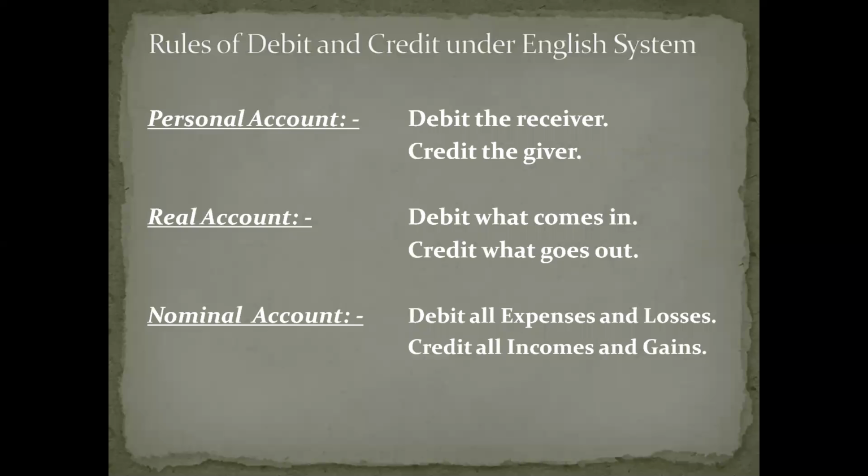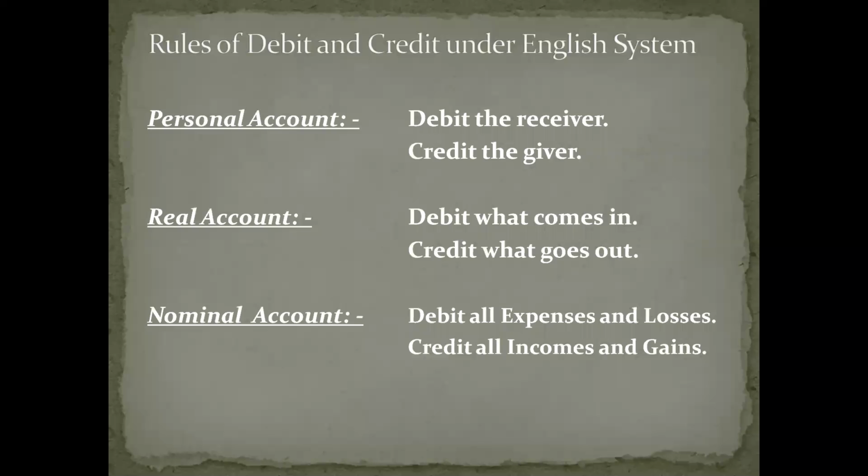Meaning, if you find any personal account in a transaction, if that particular person is the receiver of the benefit, then debit his account. If that particular person is the giver of the benefit, then credit his account.